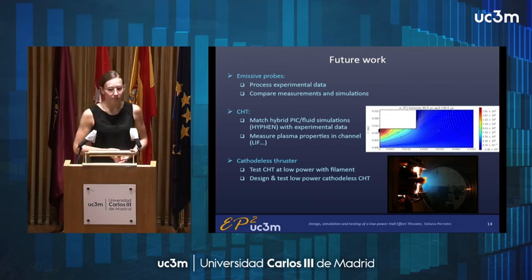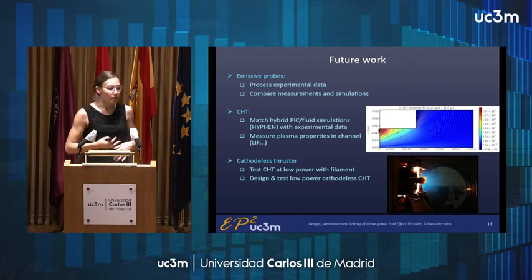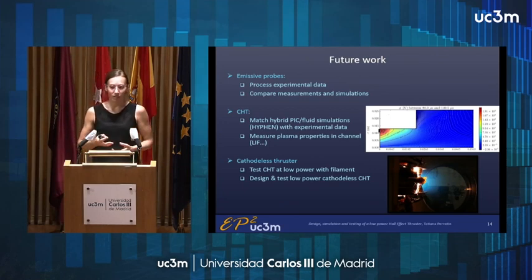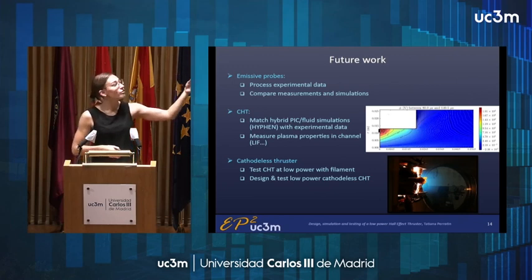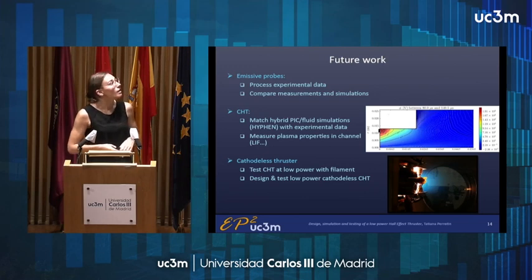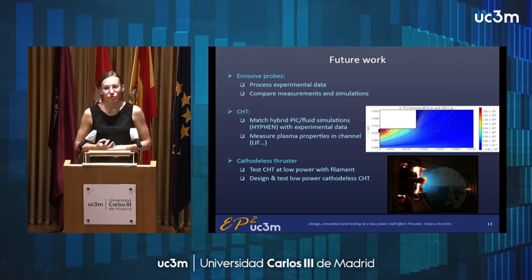And then for the cathodeless thruster, I should start testing the existing cylindrical Hall thruster with a filament and at low power, and then use the information learned from these tests to design a lower power Hall thruster that would operate without the filament. On the right, you can see an example of simulations that were already done with HYPHEN of the cylindrical Hall thruster. This is the plasma potential. And the bottom picture is the tests that were already done with the cylindrical Hall thruster with the 2 filament cassettes as emitters.